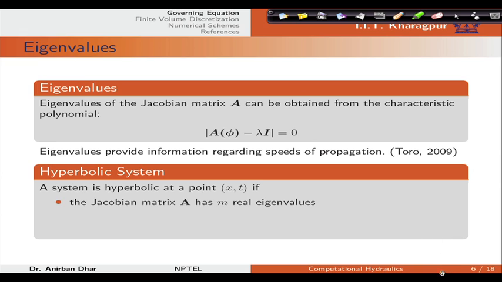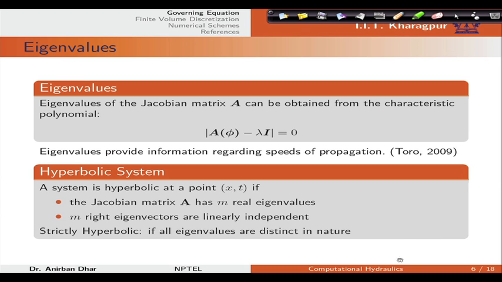For a hyperbolic system, at a point x, t, if the Jacobian matrix has m real eigenvalues and m right eigenvectors that are linearly independent, we call it a hyperbolic system. In this case we call it strictly hyperbolic if all eigenvalues are distinct in nature.